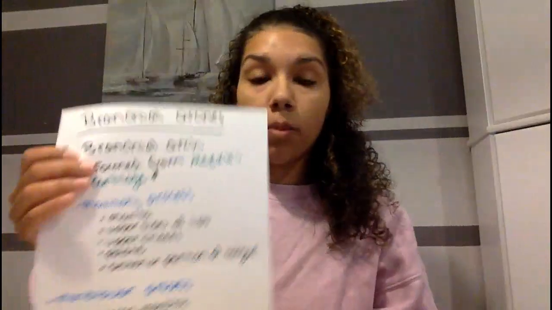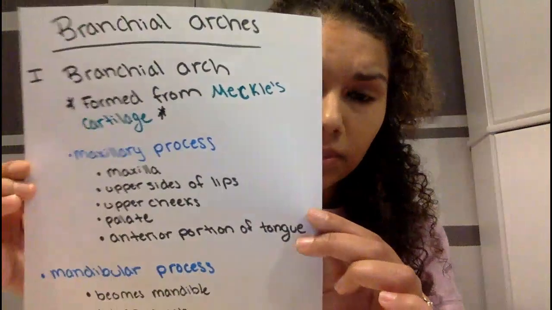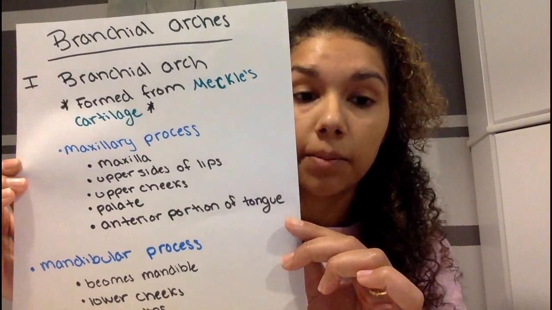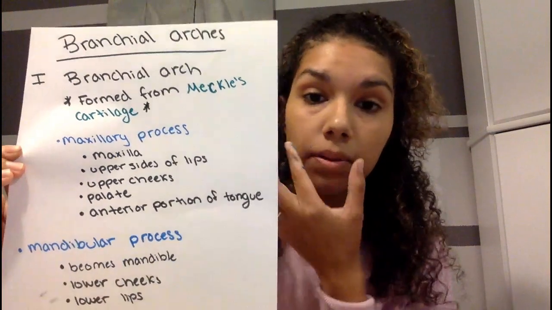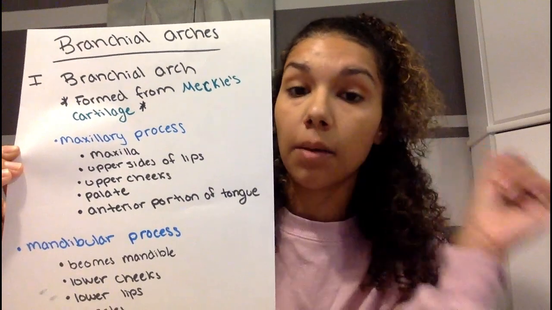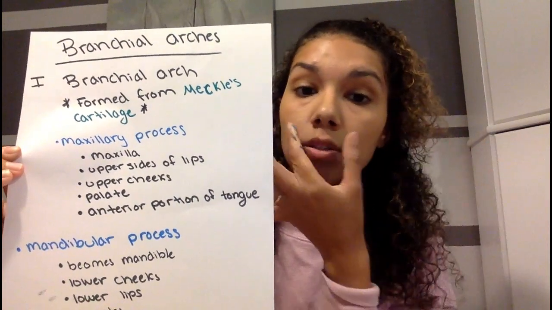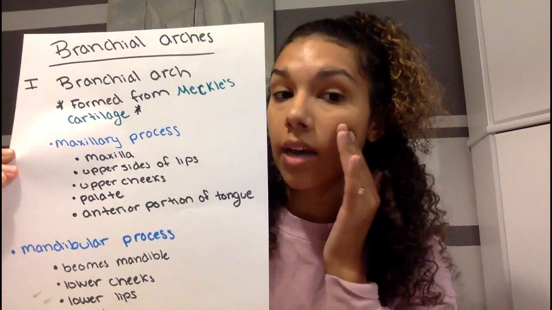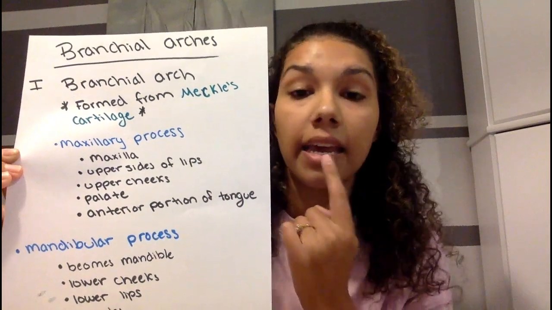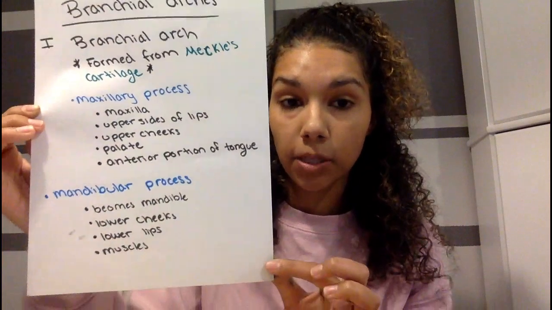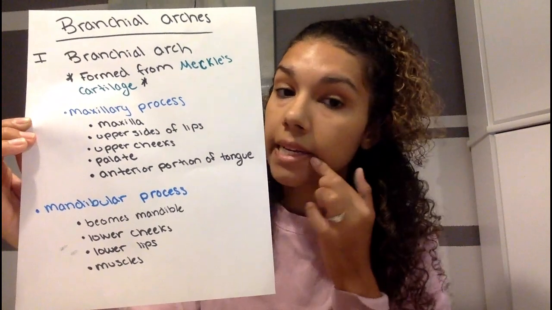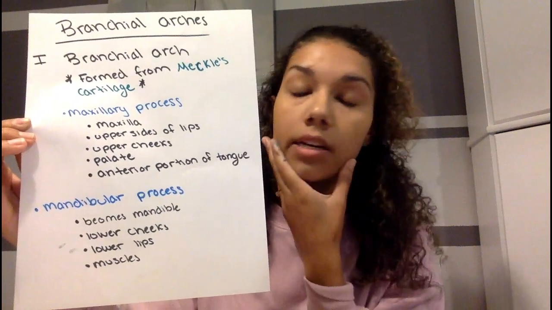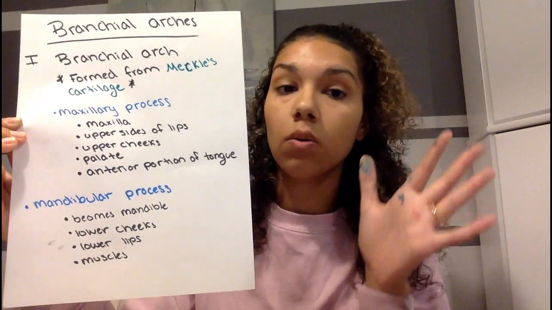So with the branchial arches, the first branchial arch is formed from Meckel's cartilage. It forms the maxillary process and the mandibular process. The maxillary process makes the maxilla, the upper side of the lip, just these parts, because the philtrum is with the globular process of the frontal process. So the upper sides of the lips, the upper cheeks, the palate, and the anterior part of our tongue. The mandibular process becomes the mandible, the lower cheeks, the lower lip, the whole lower lip, and then our muscles that are here. So that is the whole first branchial arch.